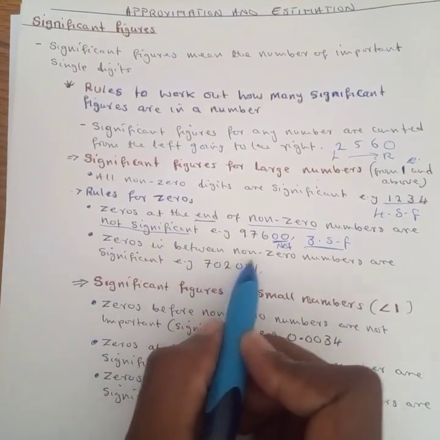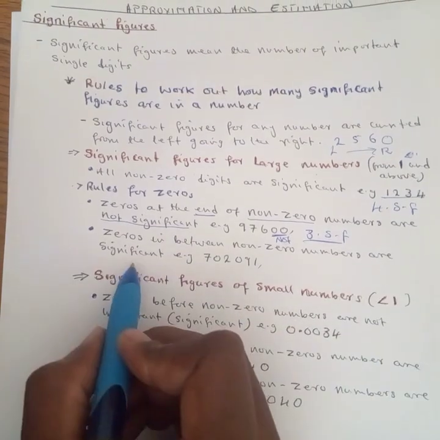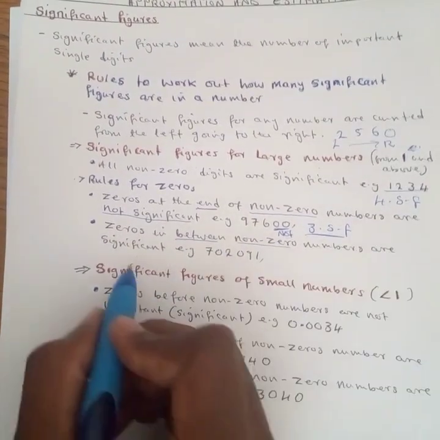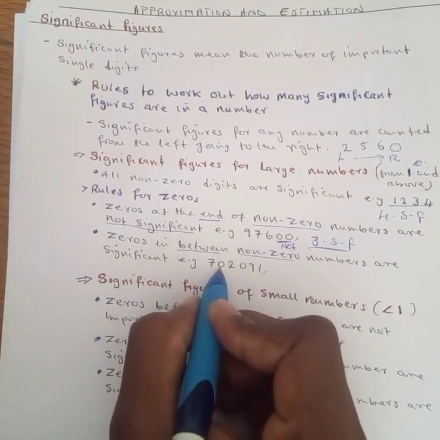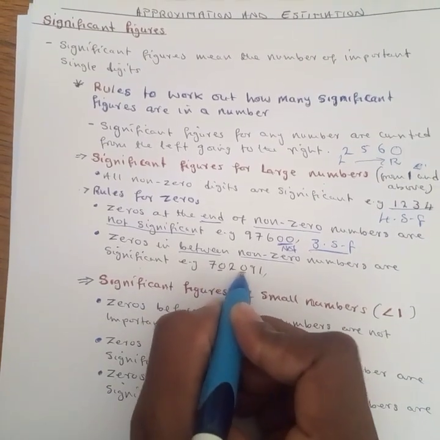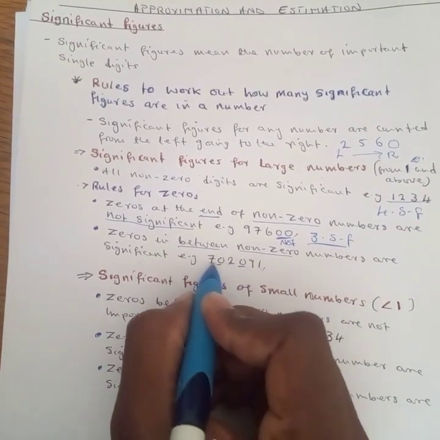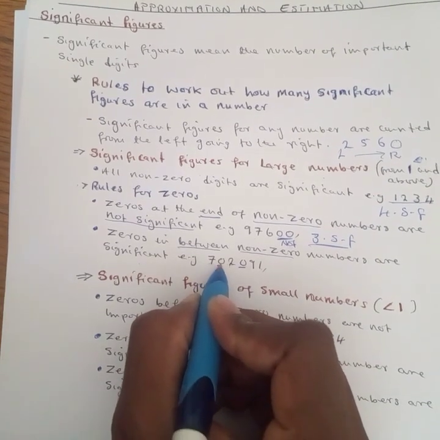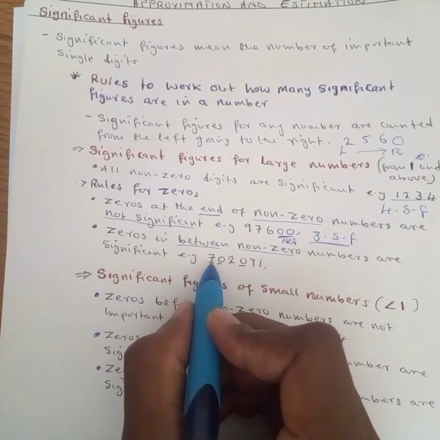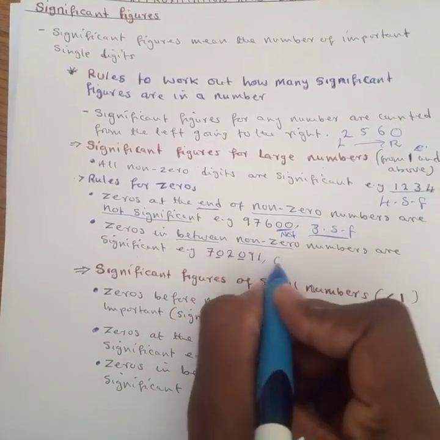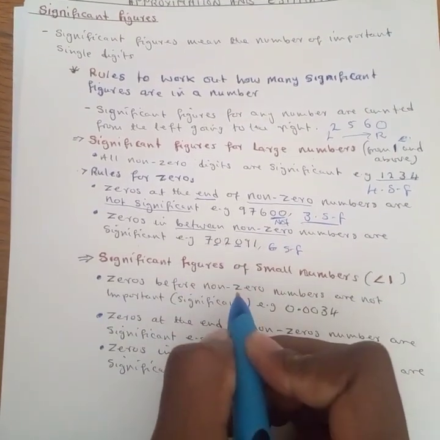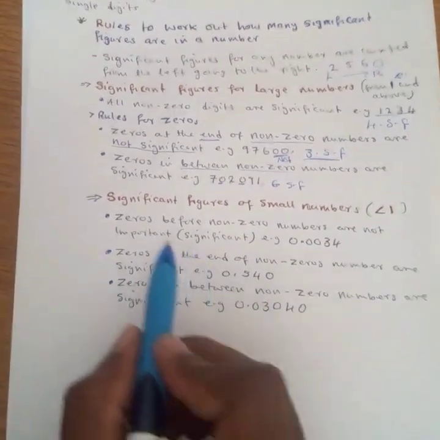Then we move on to the next one. Zeros in between non-zero numbers are significant. For example, 70209191. This 0 and this 0 are in between non-zero numbers. Hence, these zeros are significant. So we can say how many significant figures are here: 1, 2, 3, 4, 5, 6. There are six significant figures because these zeros are significant. Okay, hopefully that is clear. We move on to the next one.